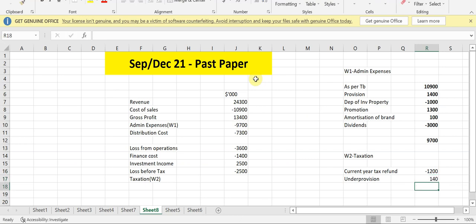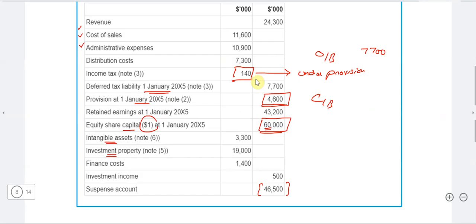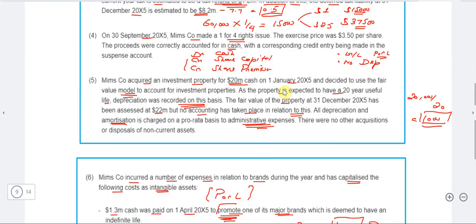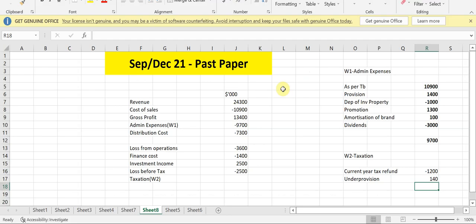And then we have the increase in the deferred tax liability because the opening is 7700, the closing is 8200. So increase in deferred tax liability, write in full in the exam, don't write DTL. So it is 500.